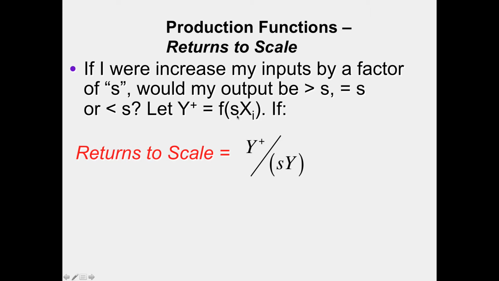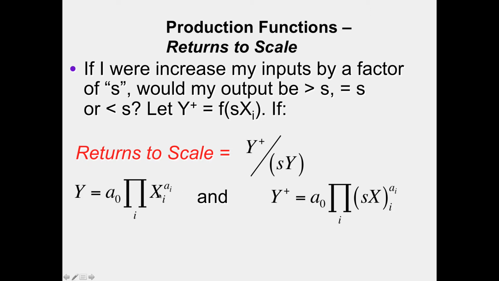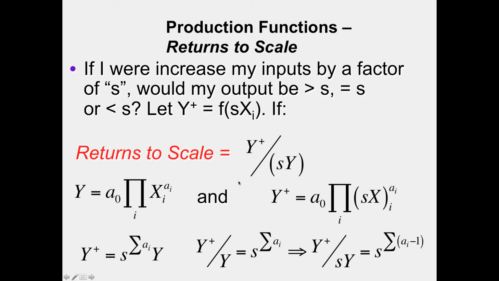So let's say we change all the inputs by a factor of S, some scale. And the returns to scale is the actual change in Y versus the scale of S. So if we plug in the numbers here, we have something that looks like this. And we can take this and factor out the S values, and it looks like this. So if we solve for the new Y over Y, we come up with this value. So this ratio, this returns to scale, is equal to the scale raised to this summation.